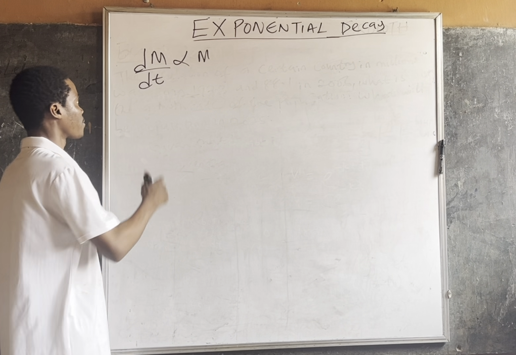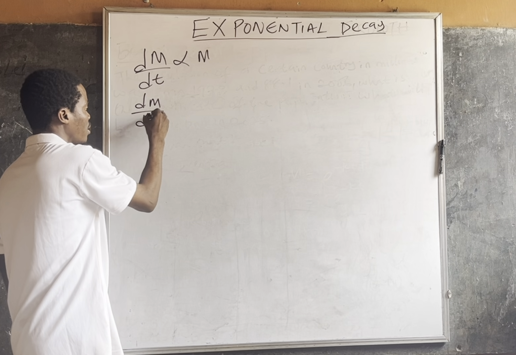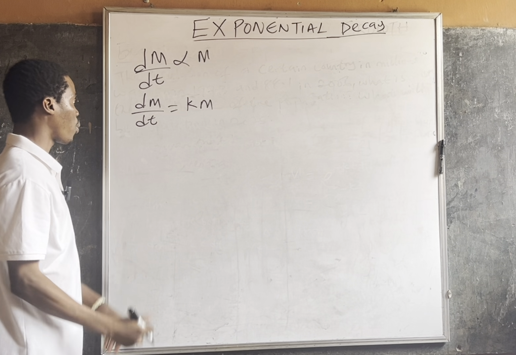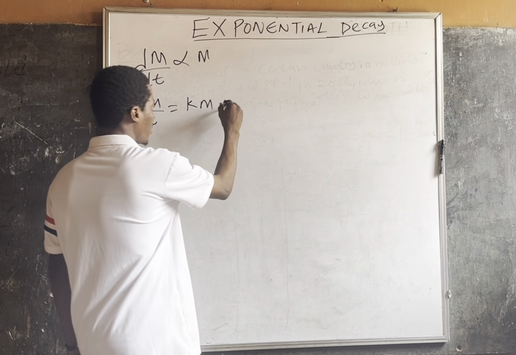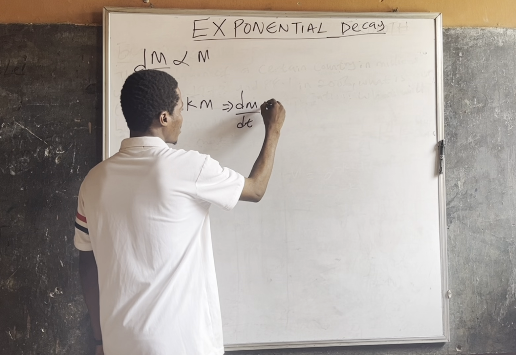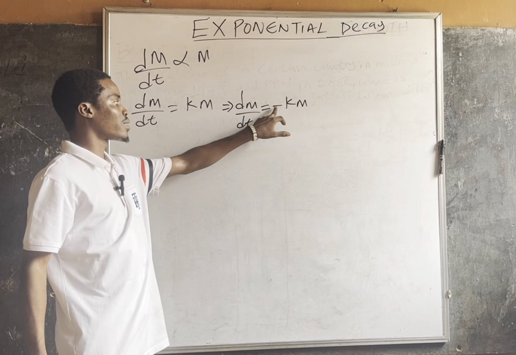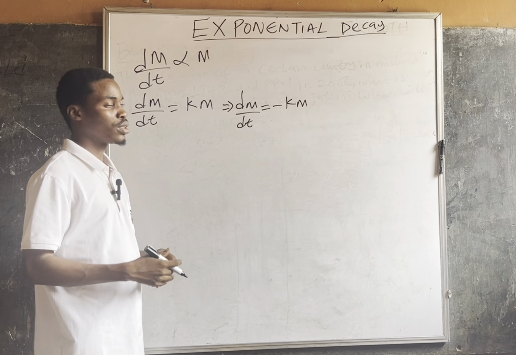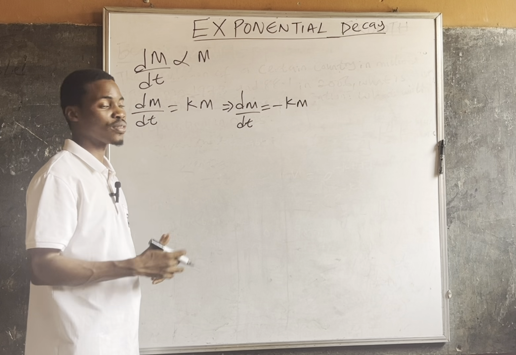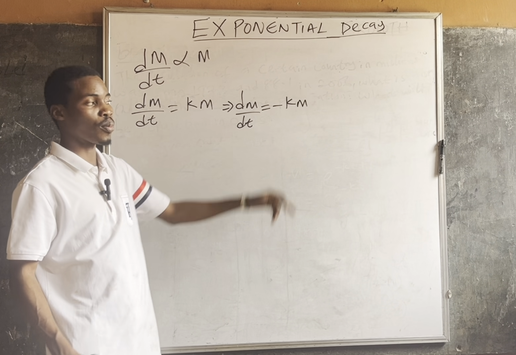So it means that we have to change this vary sign. We have dm over dt is equal to what? km, where k is our constant of proportionality. So this simply means dm over dt is equal to minus km. The reason we have a negative constant is that there is a reduction in the mass. Because exponential decay means the decrease of things, we have a negative constant of proportionality.